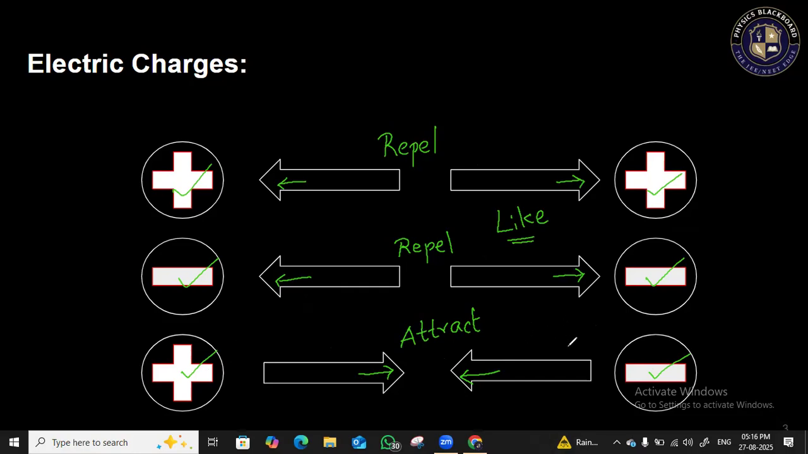If you place different charges, or opposite charges, that is, unlike charges together, we can say that they will attract. So from this, we can conclude that when like charges are placed together, they will repel. When unlike charges are placed together, they will attract. Like charges repel, unlike charges attract each other.